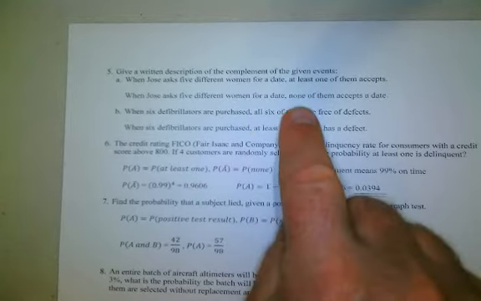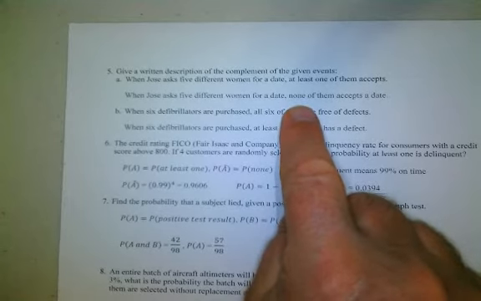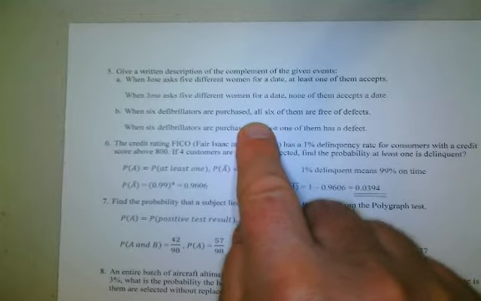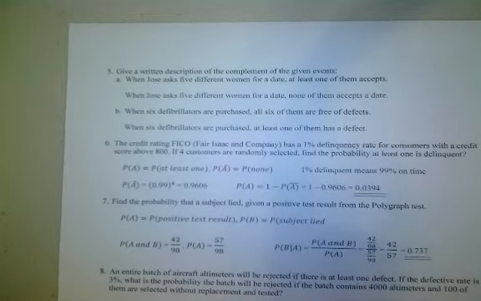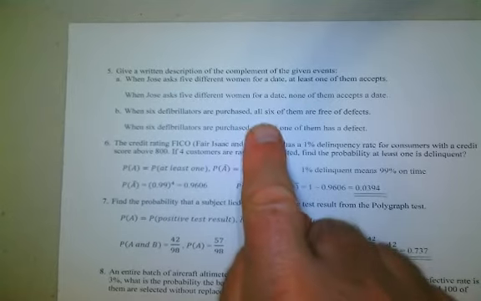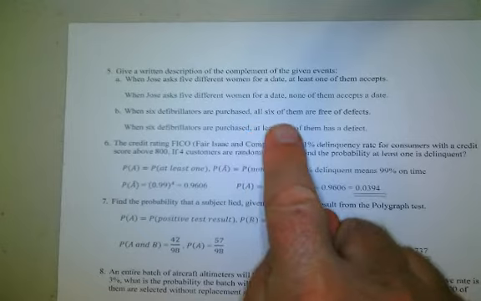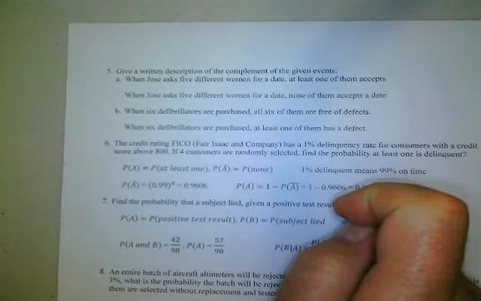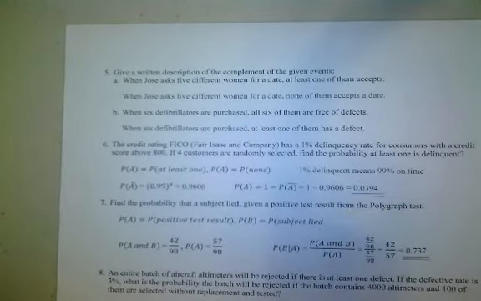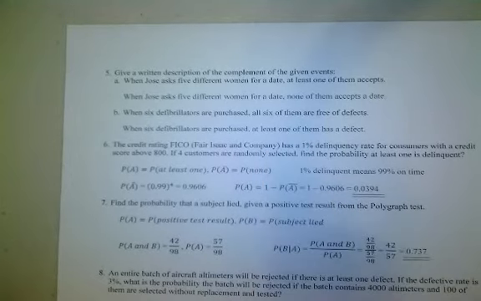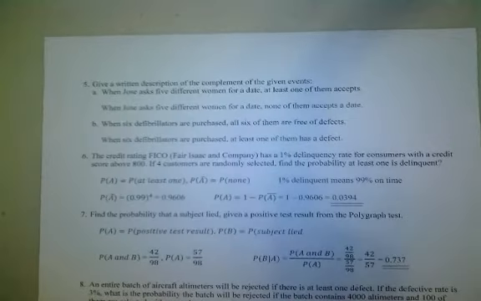Now, some people get confused because here, at least one was the complement of none, and here, at least one was the complement of all. It just depends on how your statement is worded. For instance, instead of saying all 6 of them are free of defects, I could have said none of them are defective. If all are free of defects, then none of them are defective. In either case, the at least one has to be the complement. All right.